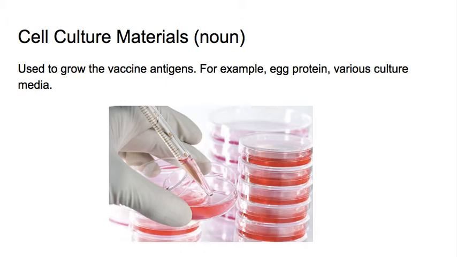Our next word is cell culture materials, and that's a noun as well. You are actually familiar with this because you've made your own cultures with agar plates. Cell culture materials are used to grow the vaccine antigens. For example, egg protein and various culture medias are used within our vaccines, and that helps us grow the antigens and then extract them for making the vaccine.